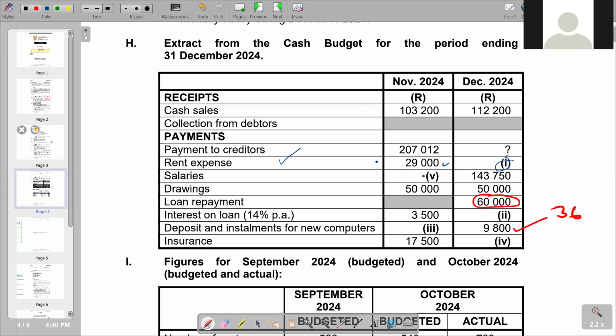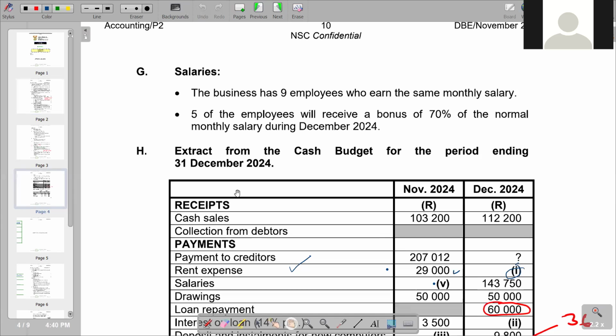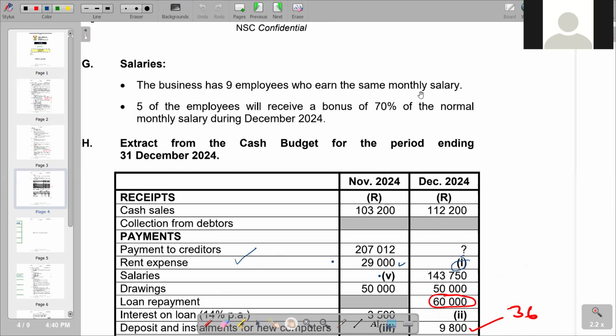So we refer to the explanation of salaries, whereby the information given reads: the business has 9 employees who earn the same monthly salary. 5 of the employees will receive a bonus of 70% of the normal monthly salary during December 2024. So basically, the normal salary obviously is 100%, which is 100, and then we add the 70% for the bonus. You get 170%. So this is only going to apply for 5 of the employees who are going to receive a bonus.